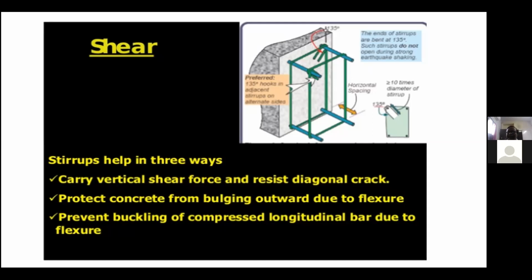Whenever the building shakes, what will happen to the hook? It will not open up, because you are providing a 135-degree hook. It is very difficult; even if the beam is shaking, the hook will not open up. But normally in practice, we provide a 90-degree hook, bending the bar at 90 degrees. Whenever the earthquake shakes, the hook will open up. Because the hook opens up, the bar length becomes more, and then the reinforcing bar is going to buckle, and then it is going to fail.